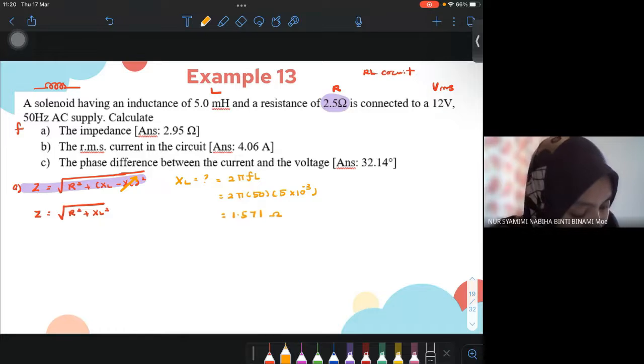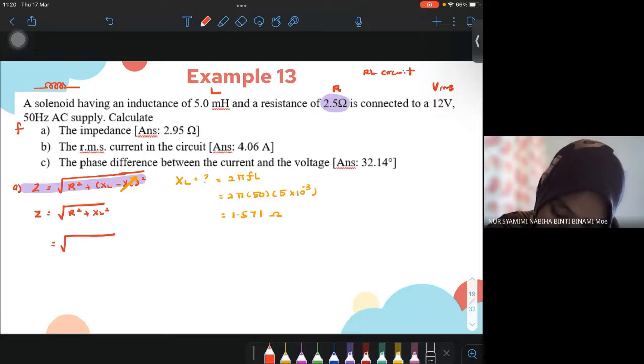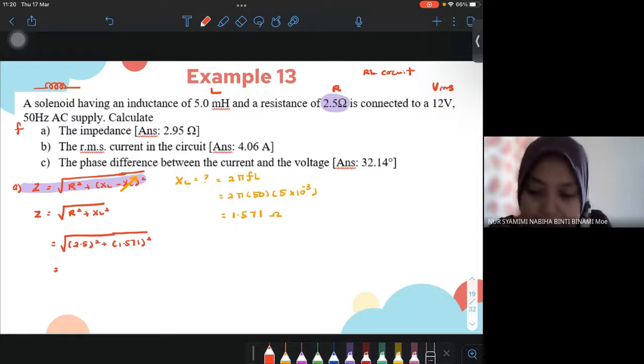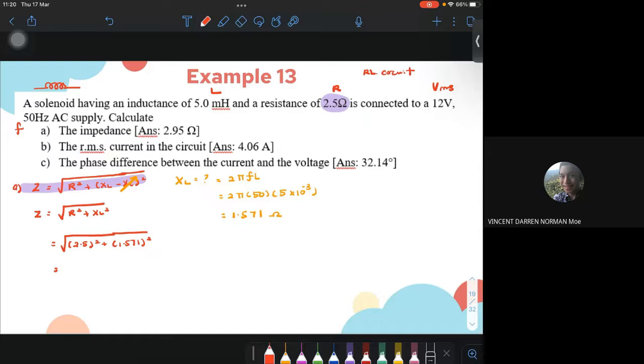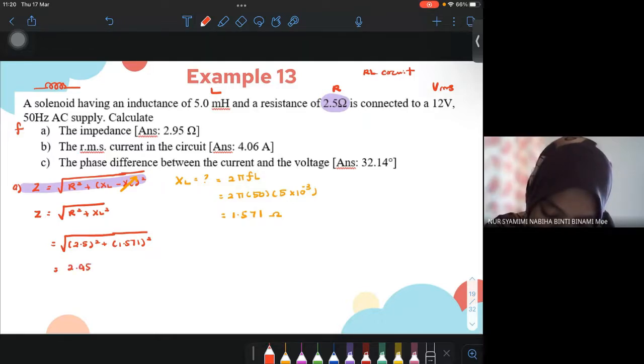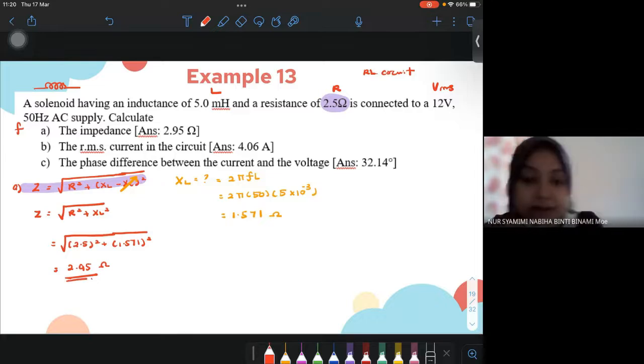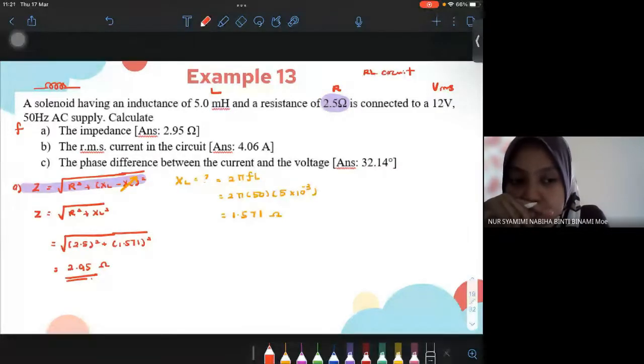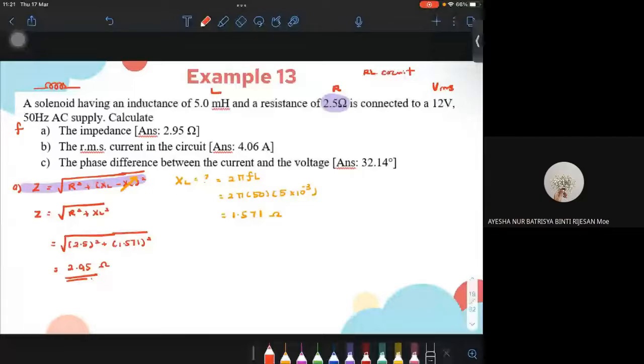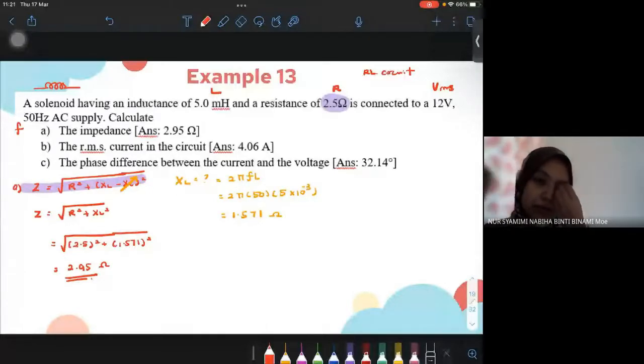So boleh kira Z is equals to square root of 2.5 square plus 1.571 square. Okay, berapakah nilai Z yang kita dapat? 2.95 ohm. 2.95 for impedance is ohm. Faham tak? Okay, alright, great. Now we go to B.